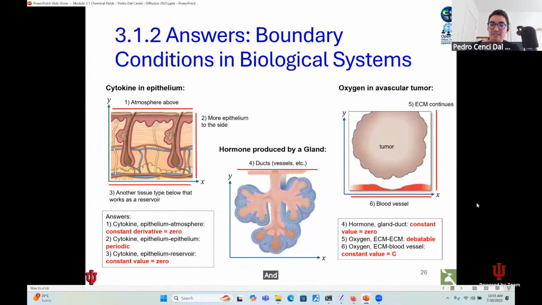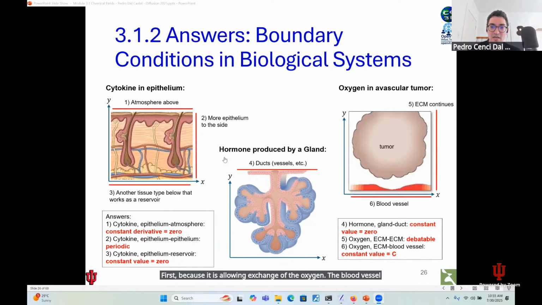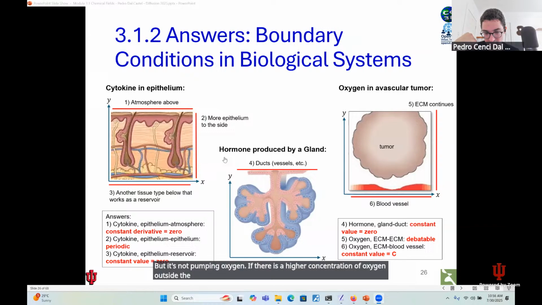And for 6, well, we have the blood vessel. Let me see what people answer to this one. 6 is not periodic. For sure is not periodic. 6 is not constant derivative. So why is it not constant derivative? First, because it is allowing exchange of the oxygen. The blood vessel is providing oxygen, but it's not pumping oxygen. If there is a higher concentration of oxygen outside, the blood vessel will receive oxygen.